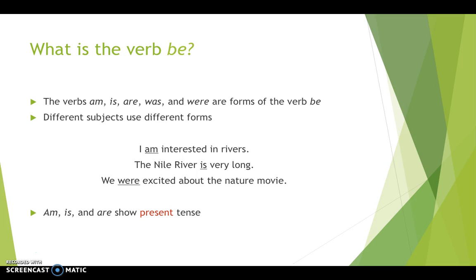Am, is, and are show the present tense. Was and were show the past tense. So you can see that we were excited about the nature movie. We were excited, meaning that we were before. It was exciting, not right this second, previously.